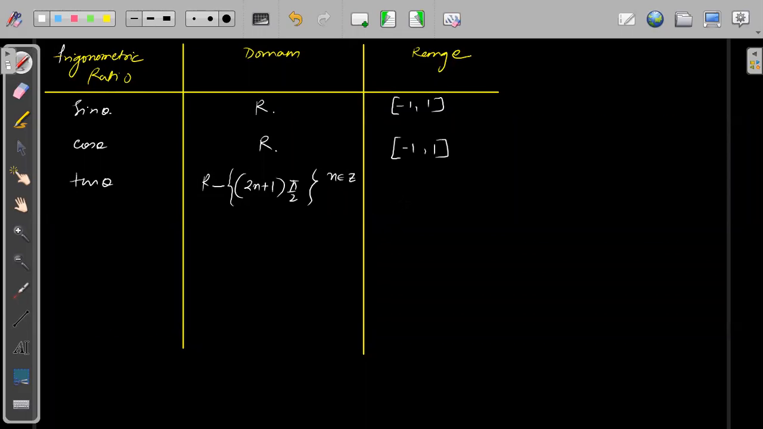And what will be the range of tan theta? Range of tan theta is R, right? Very good. Now we have sine theta, so now we will write 1 by sine theta, that means cosec theta.